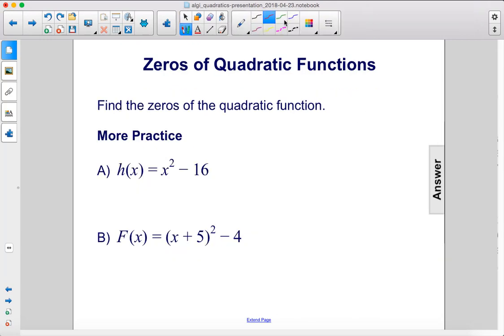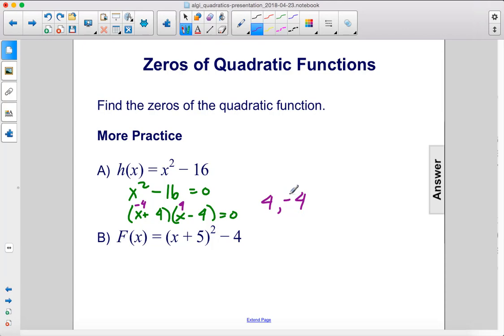Find the zeros of the quadratic function. Alright, so first we're going to write the quadratic function as a quadratic equation, set it equal to 0, and then we're going to factor. So we have x and x. We know that there's going to be one positive and one negative because the middle term is going to cancel out, making these 4 and 4. Positive 4 and negative 4 equals 0. So negative 4 for x would make this term here 0, or positive 4 would make it 0. So 4 and negative 4 are our solutions.